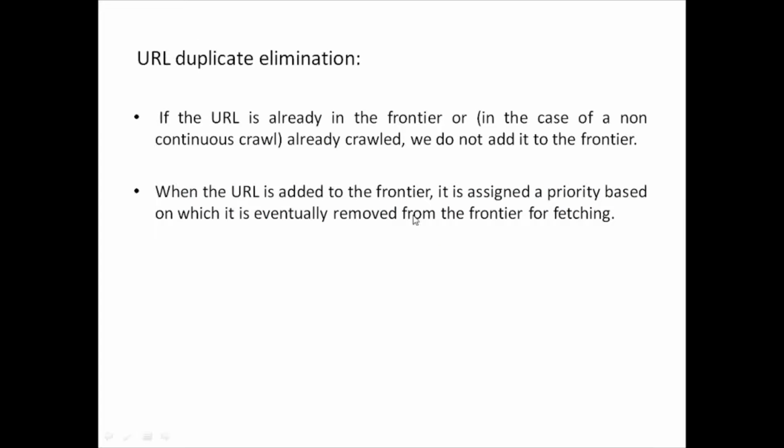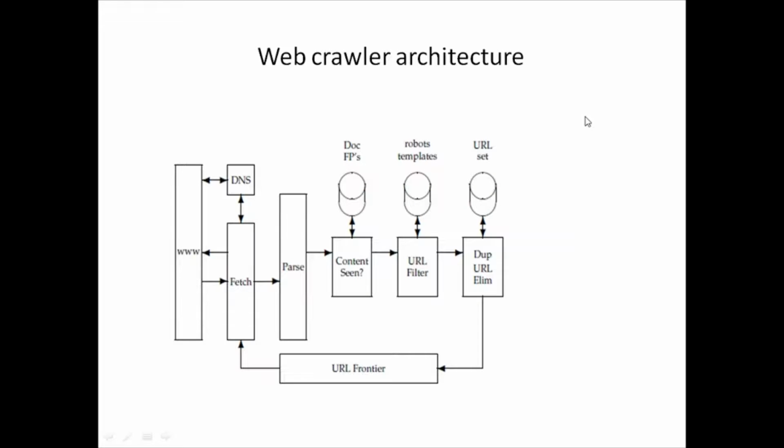Last one is URL duplicate elimination. If the URL is already in the frontier, or in the case of a non-continuous crawl, if it is already crawled, we are not going to add it to the frontier. When the URL is added to the frontier, it is assigned a priority based on which it is eventually removed from the frontier for fetch. So these are the main tests that the URL should undergo. This is the basic web crawler architecture.